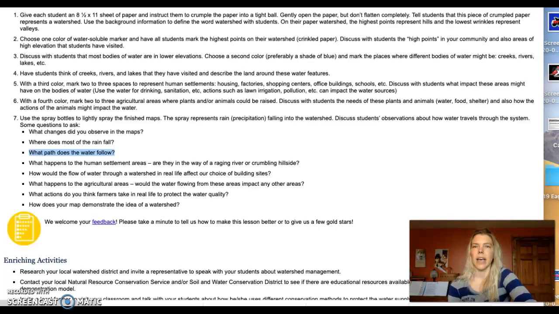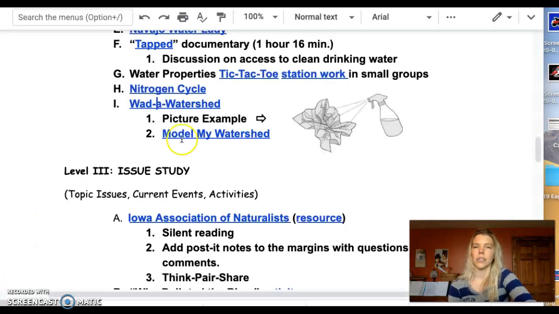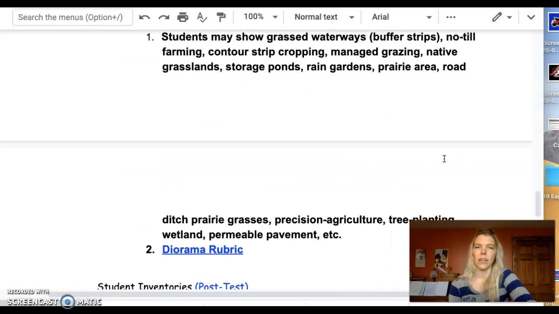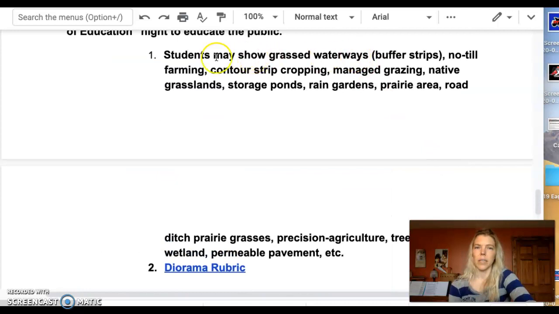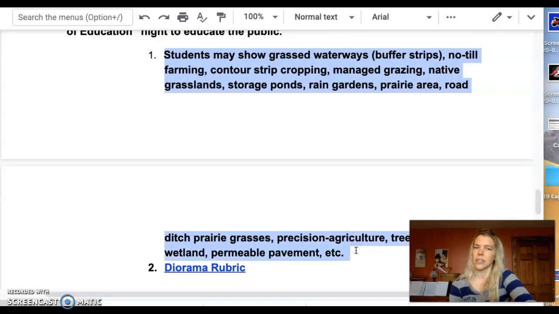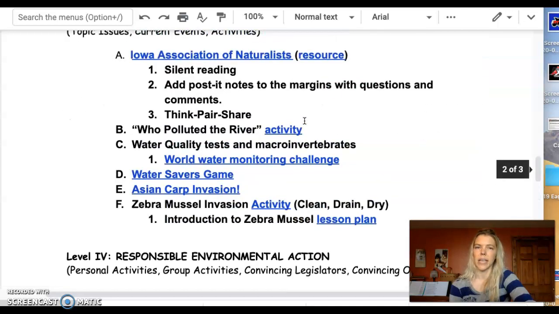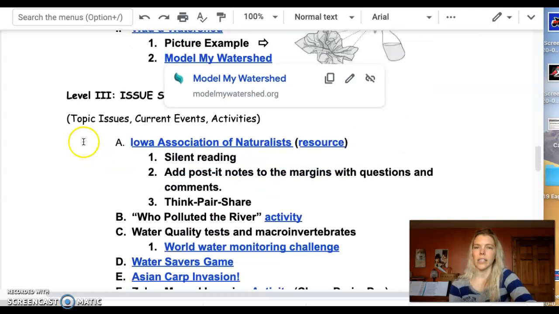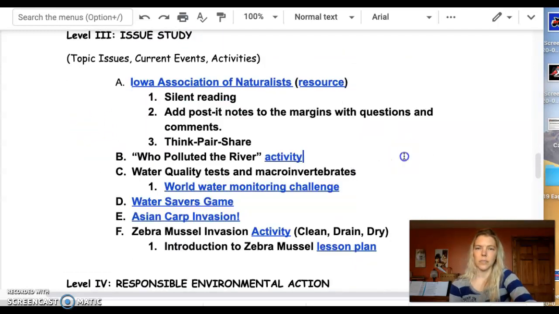Can we add in some contour stripping, some... here we go, here's a whole list. Can we add in any of those vocabulary words that we've learned in Quizlet? Can we do some things to help? Okay, so kind of get them thinking of that. So that's going to move us on to issues.